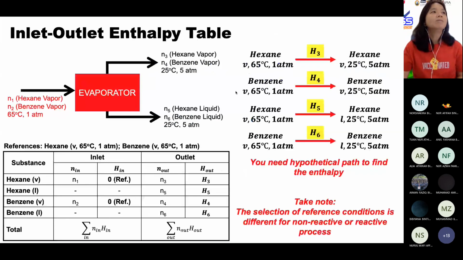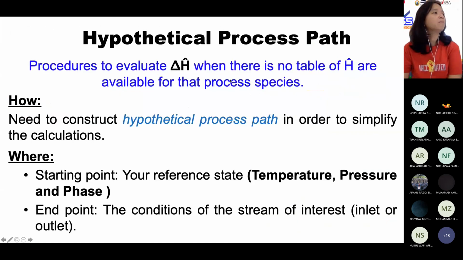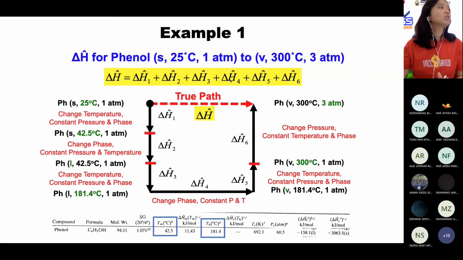So remember, for this enthalpy calculation we cannot calculate straightforwardly. We have to calculate using what we call a hypothetical process path. So what is a hypothetical process path? Okay. The hypothetical process path has certain rules you have to understand. First of all, it is a path, a journey, right? A journey must have a beginning and an ending, right? So the beginning of the process path must be the reference condition you chose.